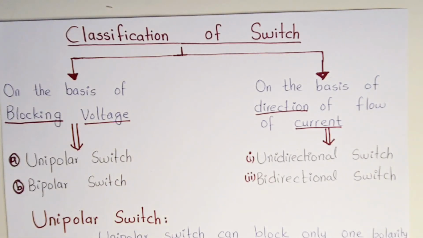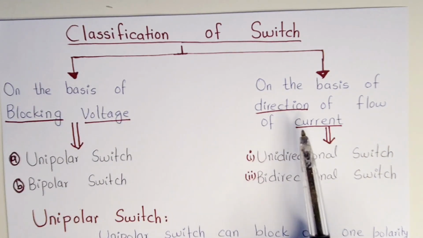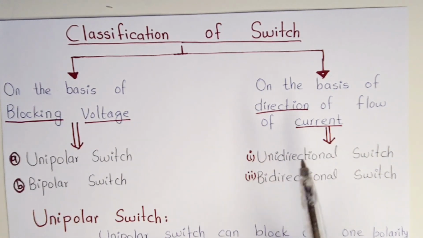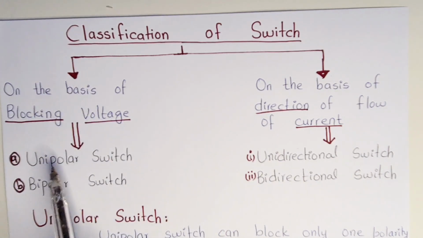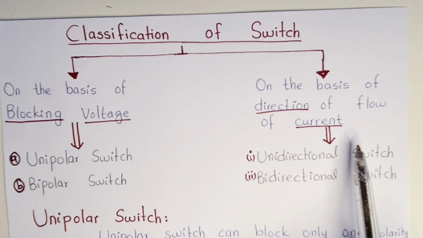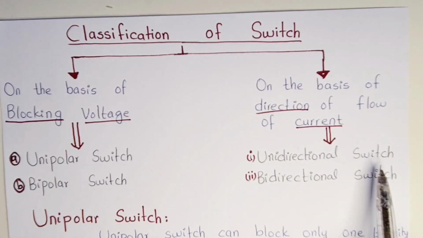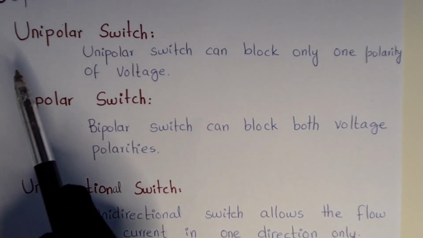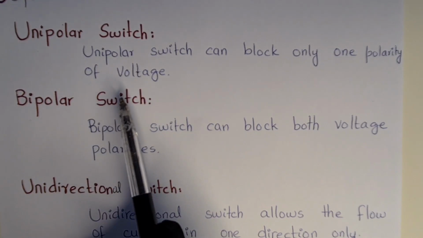Hi everyone, today I am going to discuss the classification of switches on the basis of blocking voltage and direction of flow of current. On the basis of blocking voltage, we have two categories of switches: unipolar switch and bipolar switch. On the basis of direction of flow of current, we have unidirectional switch and bidirectional switch. Now we can discuss what are unipolar switch and bipolar switch.